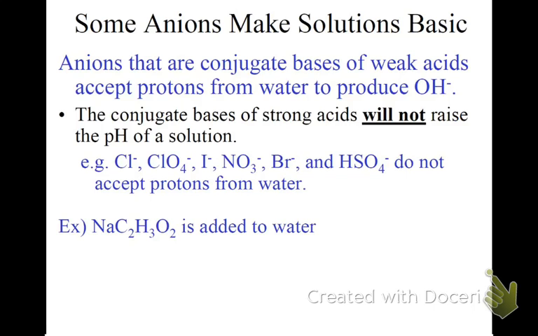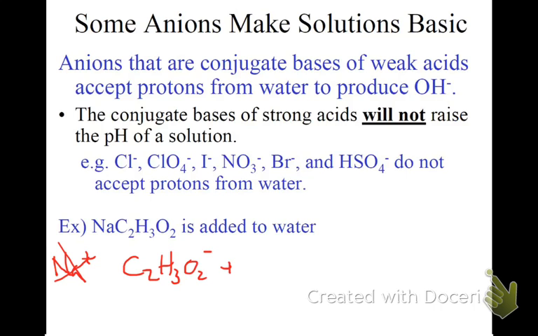So if we look at sodium acetate, you can see that that's probably derived from the same thing as acetic acid. It's going to be Na plus and C2H3O2 minus. This acetate would be the conjugate base of acetic acid. And Na plus would be the conjugate of sodium hydroxide, which is a strong base, so that's not going to have any effect on the pH.